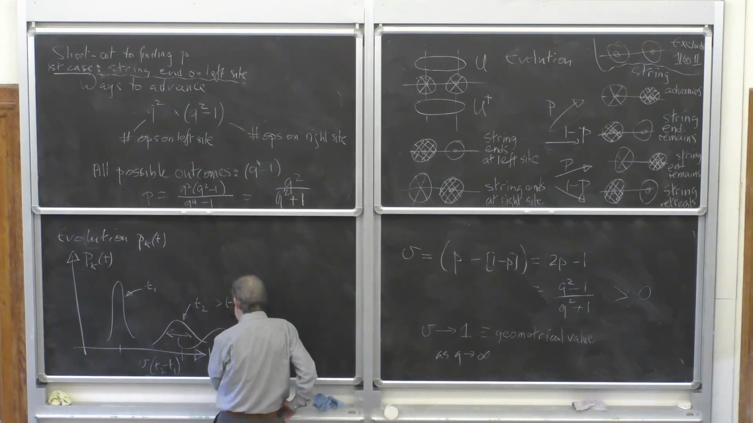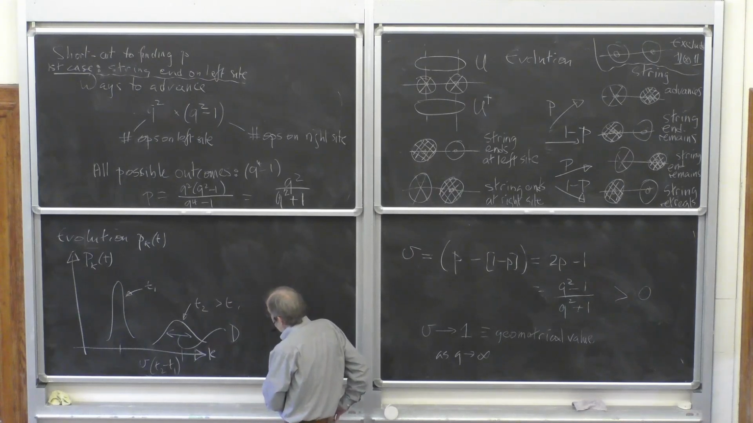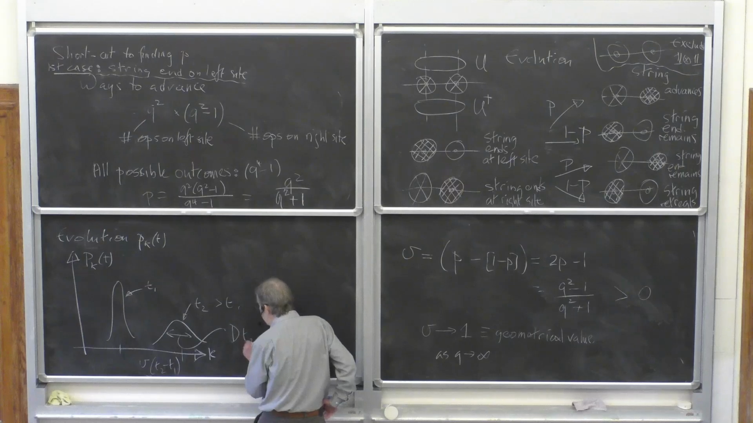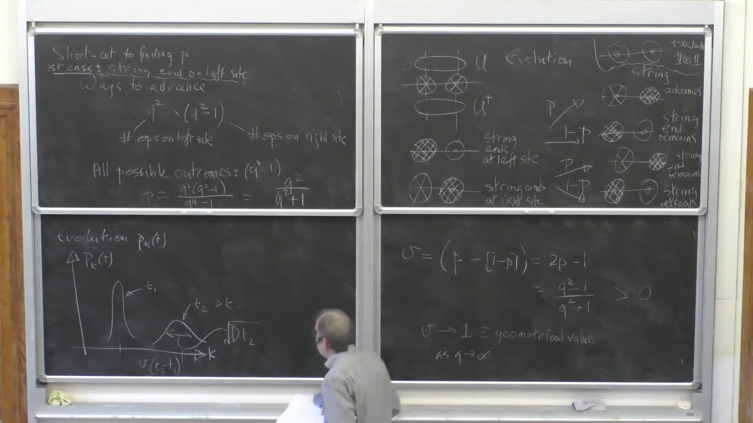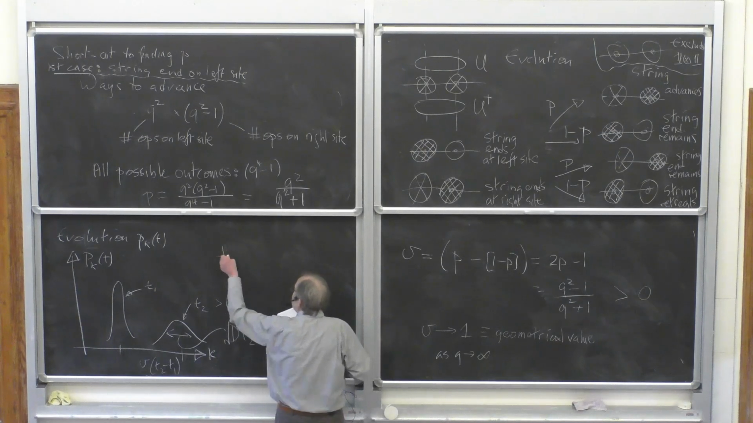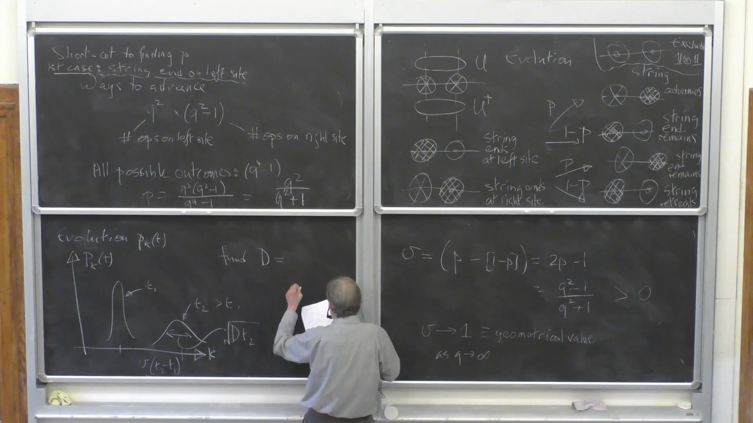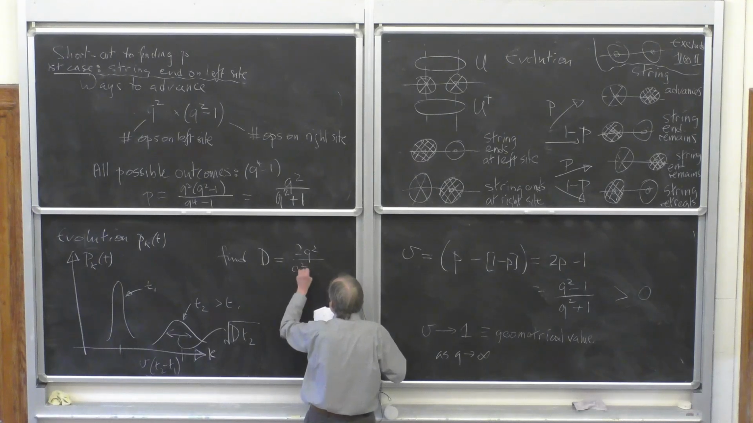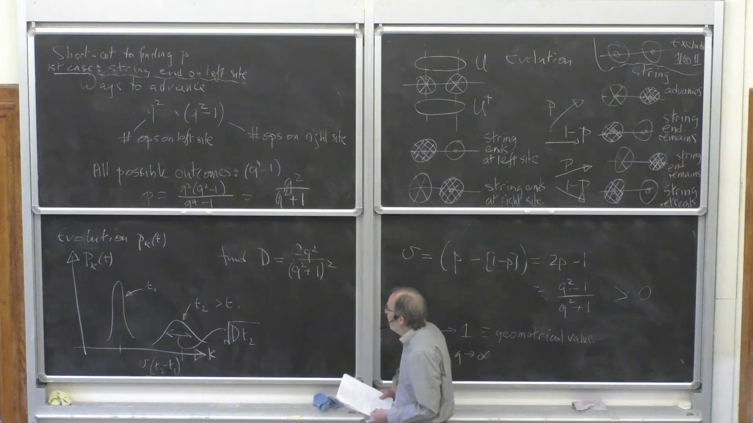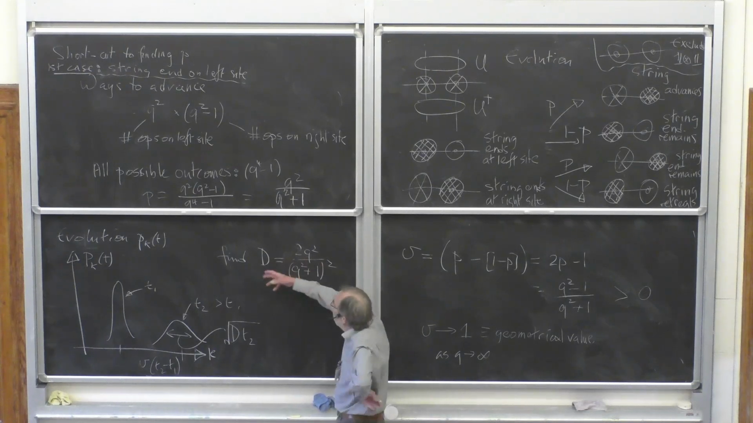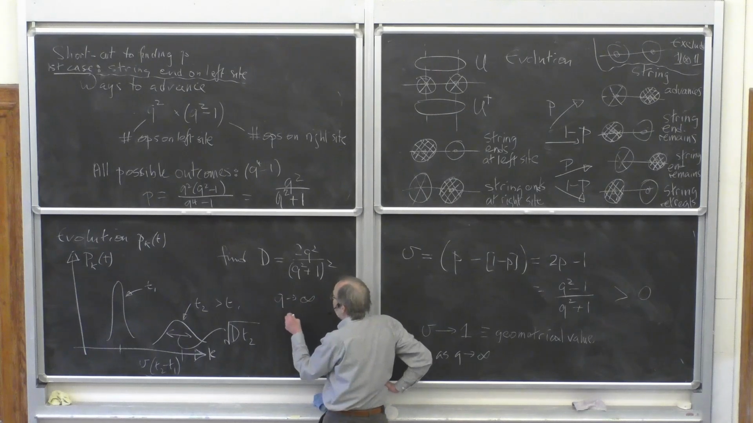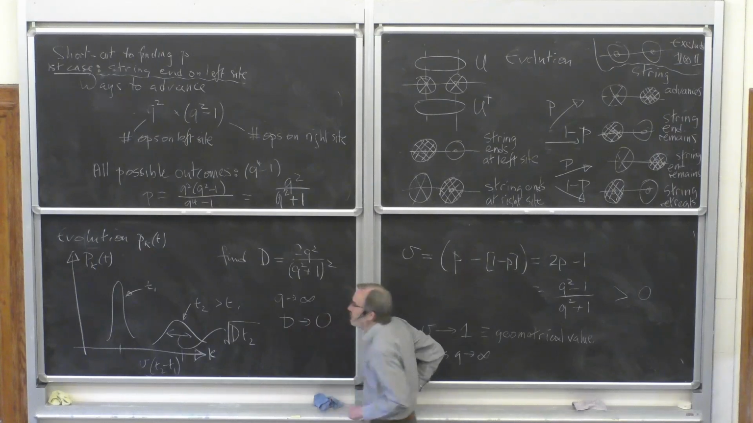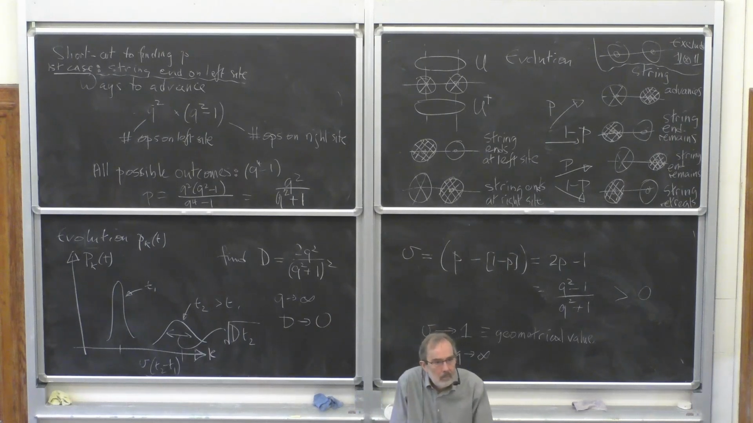And in fact, you get diffusion. So this width is some diffusion constant times the square root of time. And you can work out the diffusion constant, but it takes a bit more time. What you find is that this diffusion constant is 2q squared over (q squared plus 1) all squared. So for finite q, you have a finite diffusion constant, but if you take q to infinity, then D goes to 0. Yes? How do I interpret that graph?